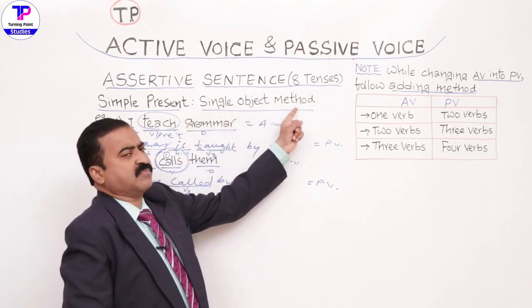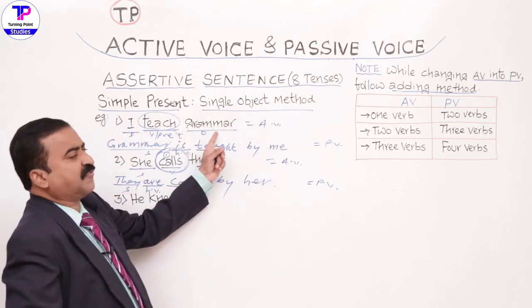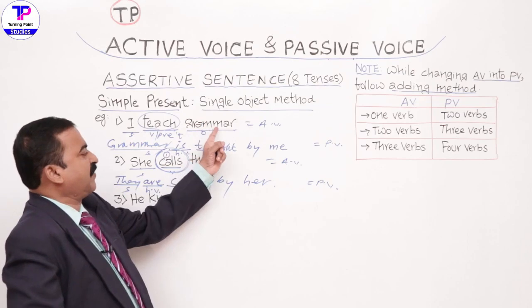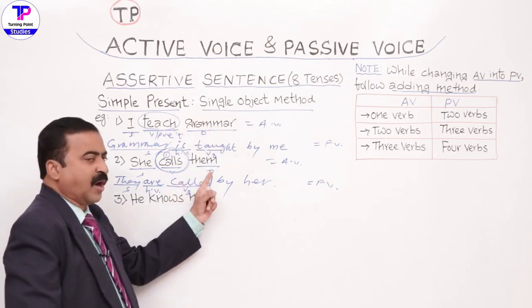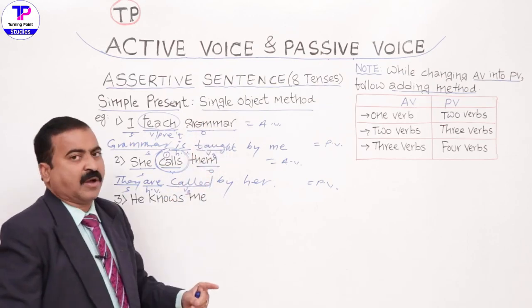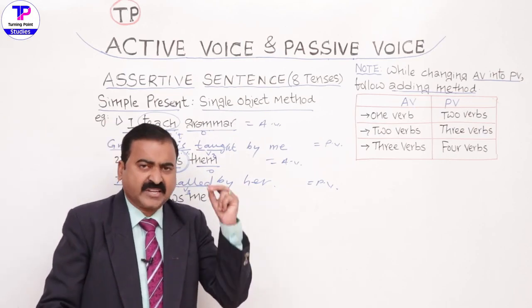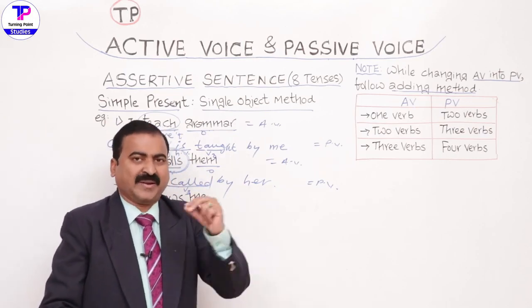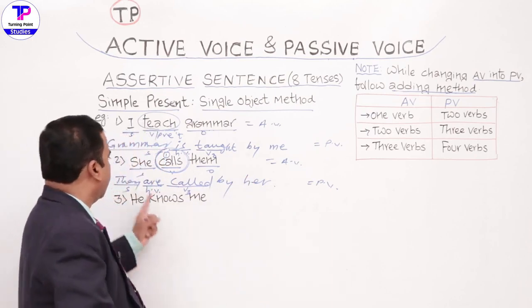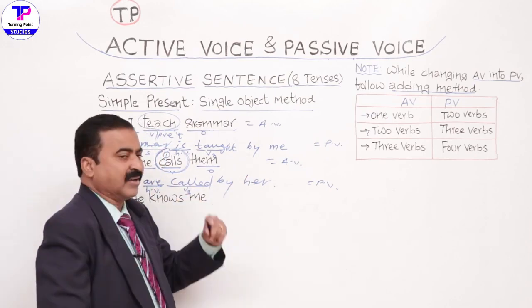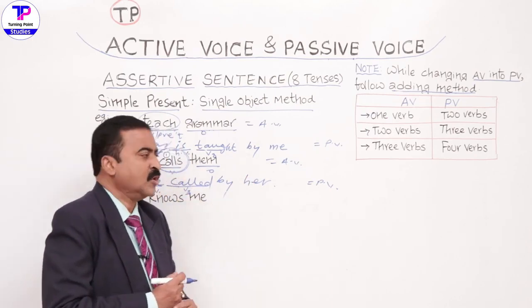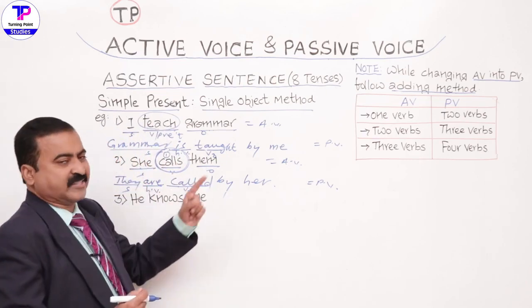Now what is single object method? In place of object, if there is only one object in active voice, it is called single object method. So, they are called by her. This is called passive voice. To the active voice called, she calls them.